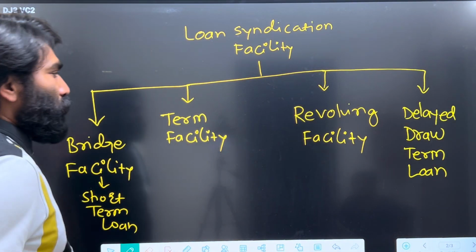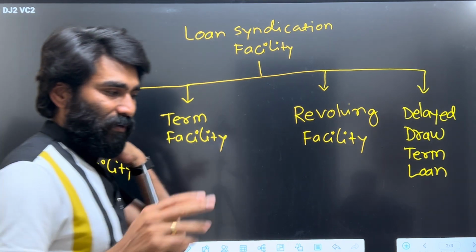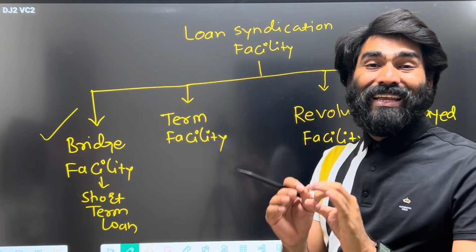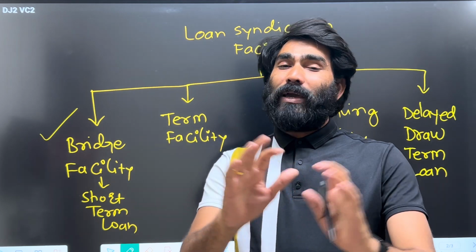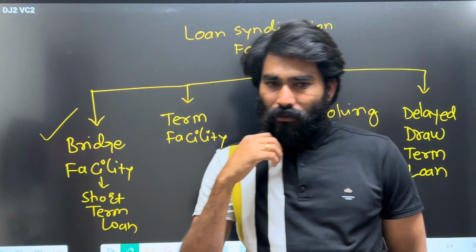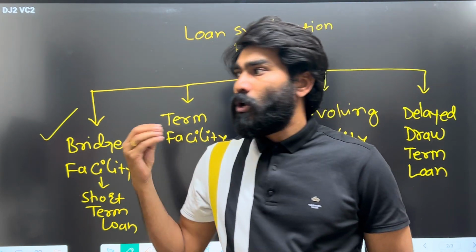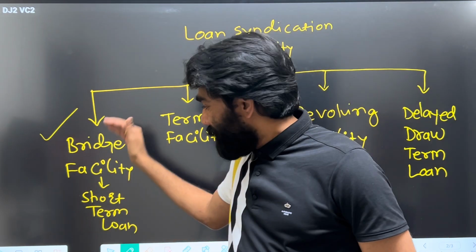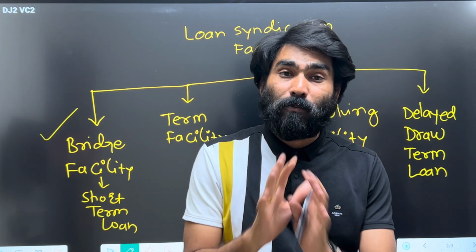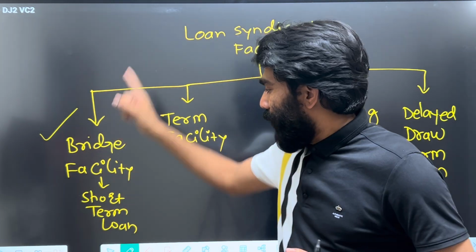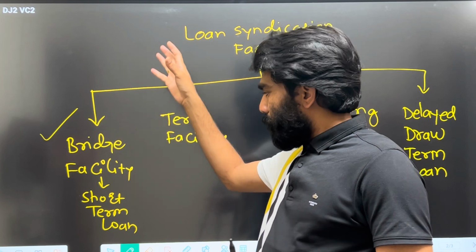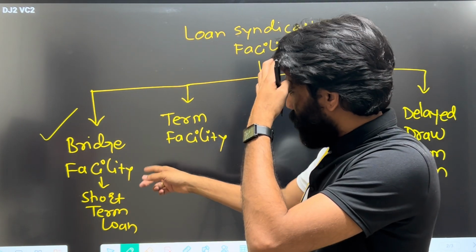If you see in the loan syndication market, there are three to four different facilities. The first one is the bridge facility. Bridge means it's a very short term loan. Short term means the duration would be less than a year, let's say 3 months, 6 months, 9 months, or at most 1 year. Within that period, the counterparty will repay the loan amount back to the fund or institution. So that facility you can call a bridge loan or bridge facility. It is for a short term duration.